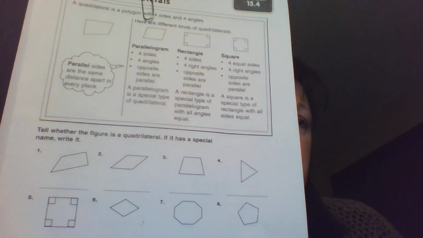So number 1, is it a four-sided closed figure? Yes. Does it have a special name? No, it's just a quadrilateral. So we would call it an irregular quadrilateral because it doesn't have a special name. Second one, is that a quadrilateral? Is it a four-sided closed figure? Yes. Does it have a special name? Yes, that is a rhombus.